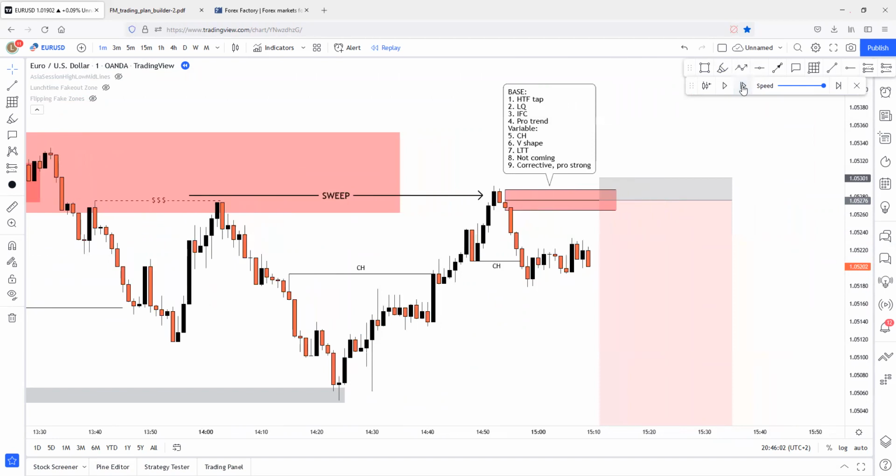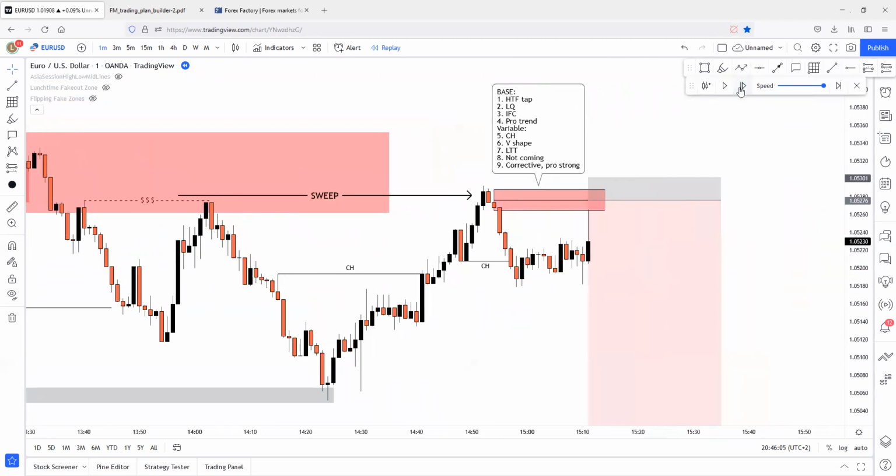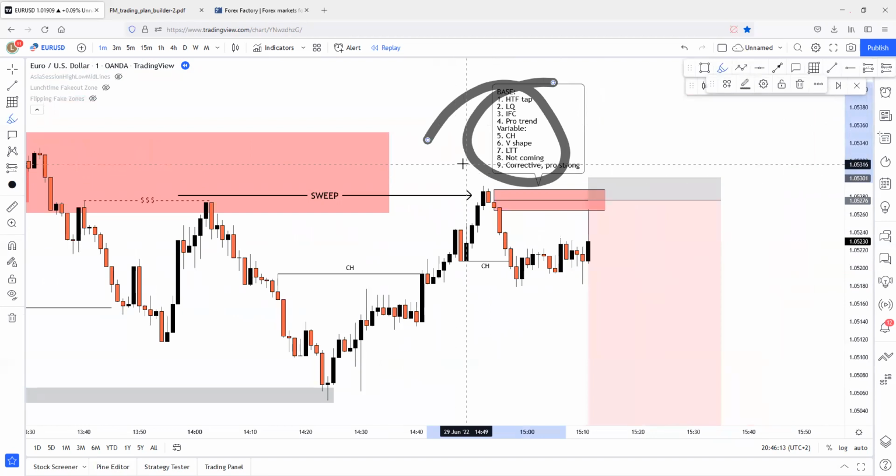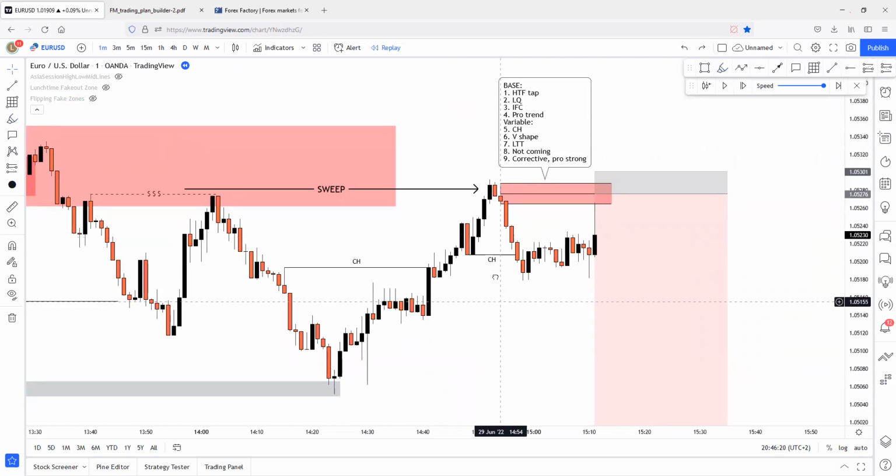Okay. Actually, no, this can be considered as liquidity take. So this isn't combined liquidation. So this is a 9 criteria trade, a really strong pro trend 9 criteria trade, tracked by your base plan, right?